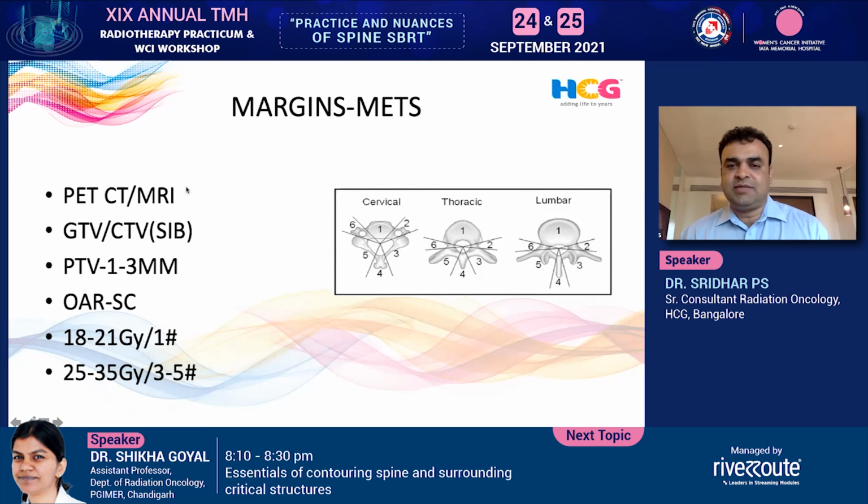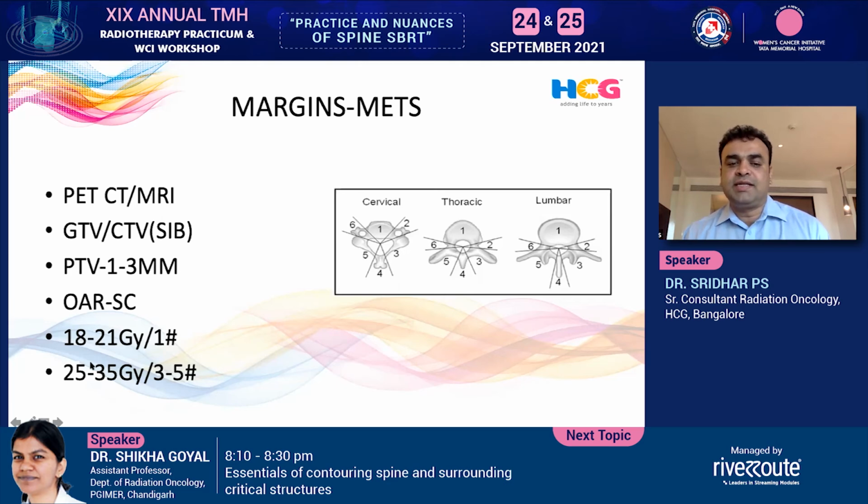GTV and CTV, if you want to do it, you can do it, but I don't practice. The GTV and CTV are the same, but there may be dose variations in some areas. PTV of 1 to 3 millimeters is recommended. OARs, especially the spinal cord, have to be marked at least 5 centimeters above and below your target, which is the best way to mark it.